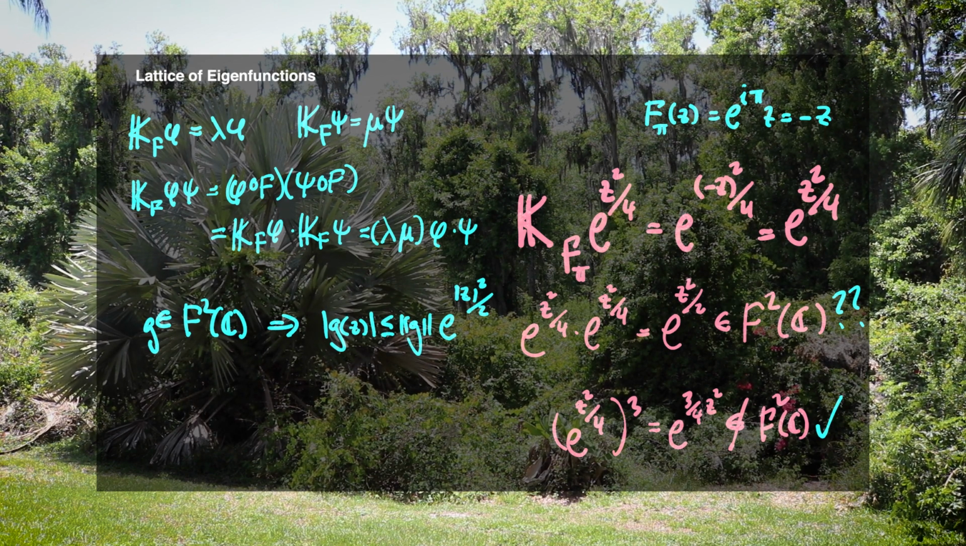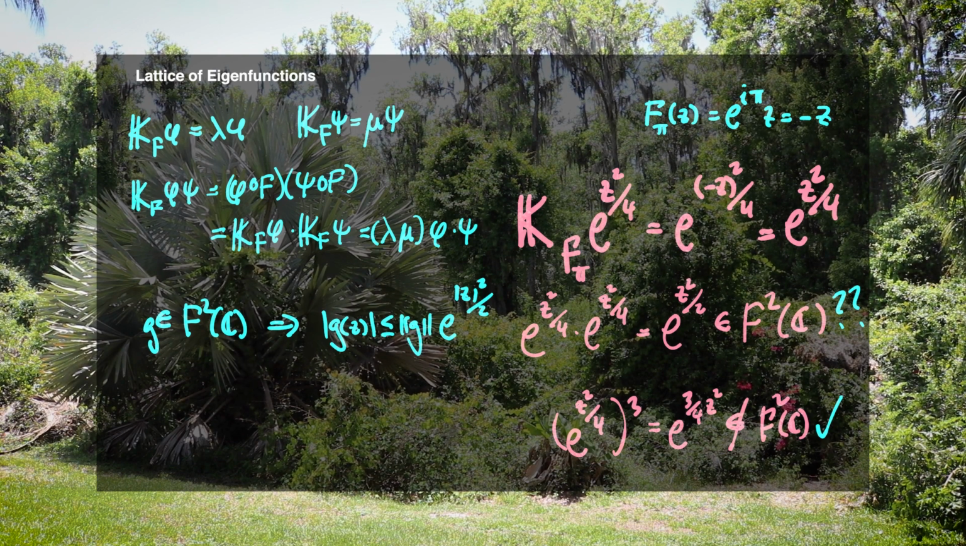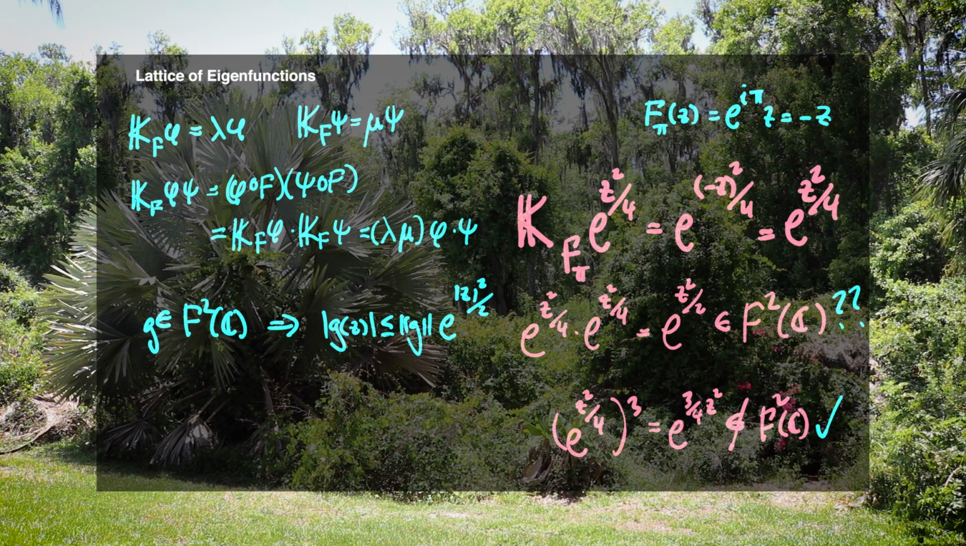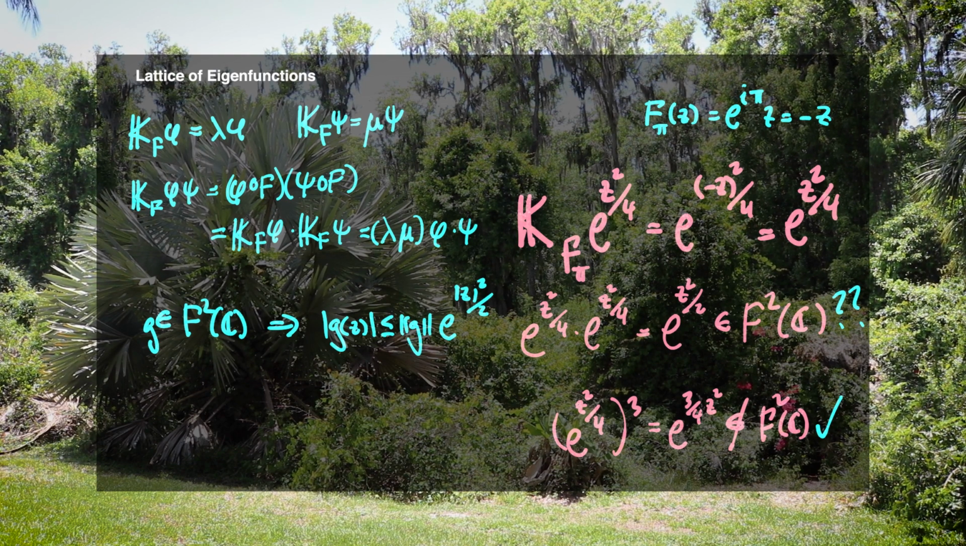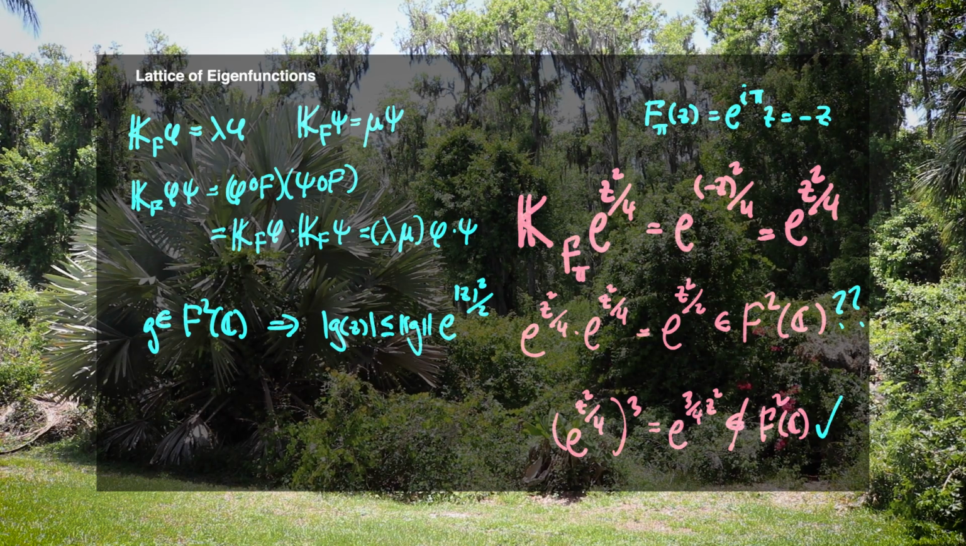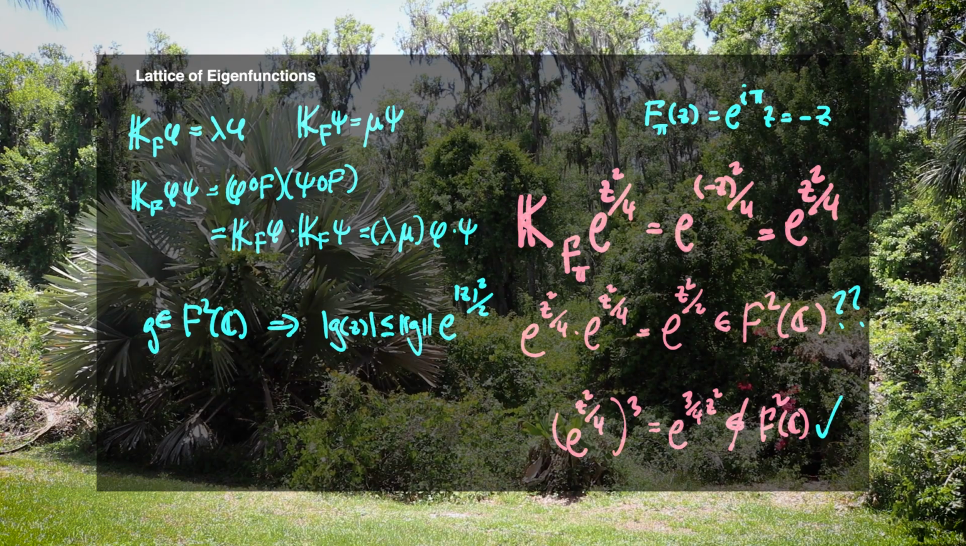So that tells you that we don't have a lattice of eigenfunctions because, well, here's a product that doesn't land back in the space, and our operator doesn't operate on things that aren't in the Hilbert space that it is posed over. So that kills any idea of a lattice of eigenfunctions over a Hilbert space.